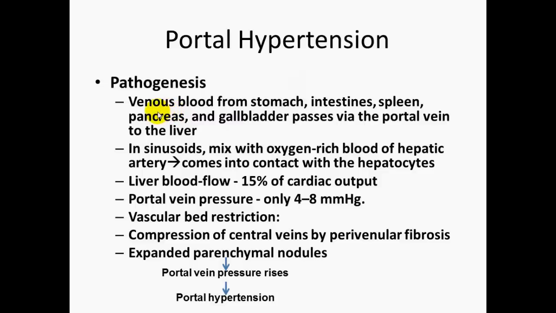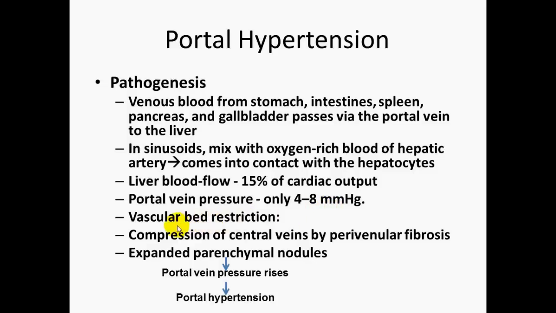The venous blood from the stomach, intestine, spleen, pancreas, and gallbladder passes through the portal vein into the liver. In the sinusoid, it gets mixed with oxygen-rich blood of the hepatic artery and comes in contact with the hepatocytes. Liver blood flow is around 15% of the cardiac output, which is quite high, and portal vein pressure is only around 4 to 8 millimeters of mercury.